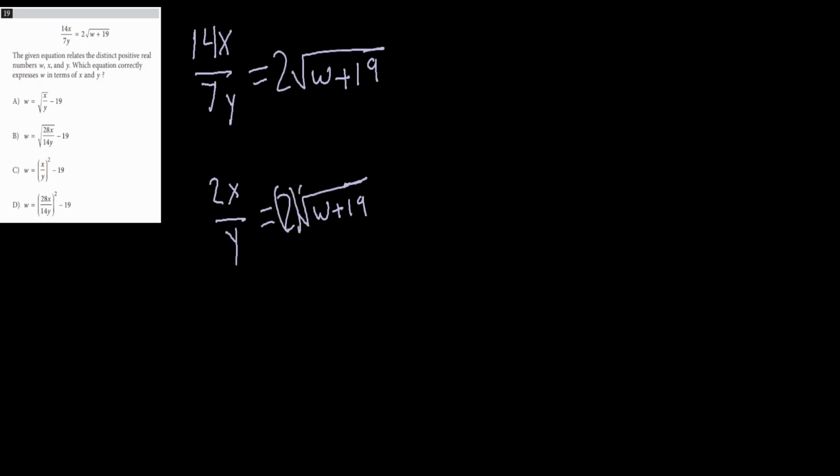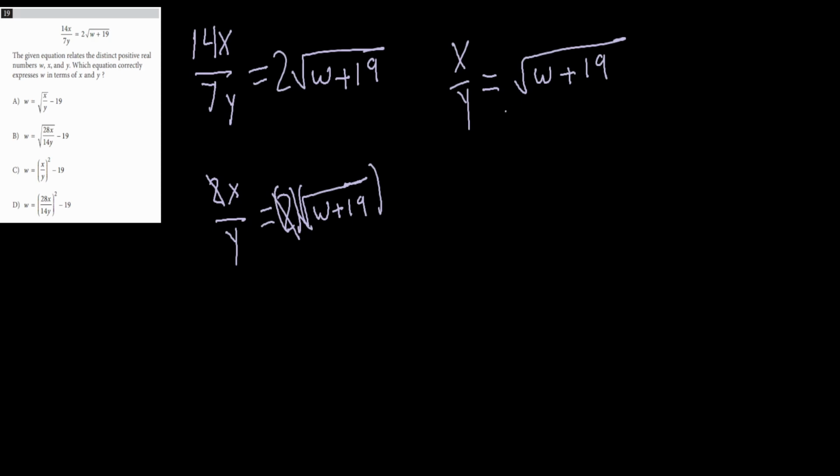Why? Because remember, these essentially exist in two sets of parentheses that are multiplying with each other. So to isolate w and get it out of the right side, we divide both sides by 2 and end up with x over y equals square root w plus 19.